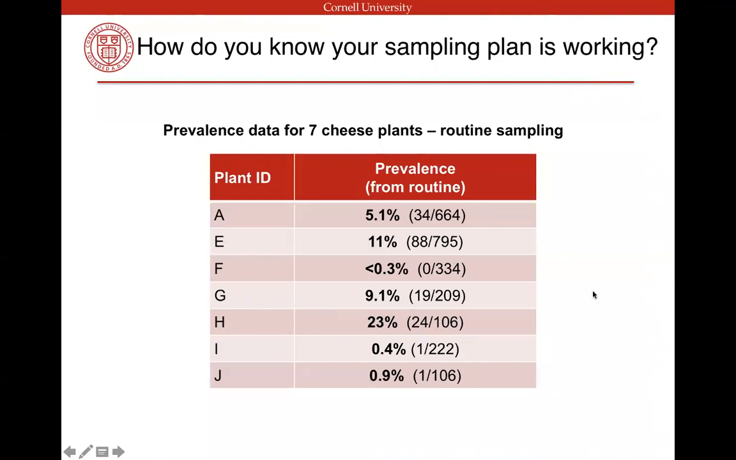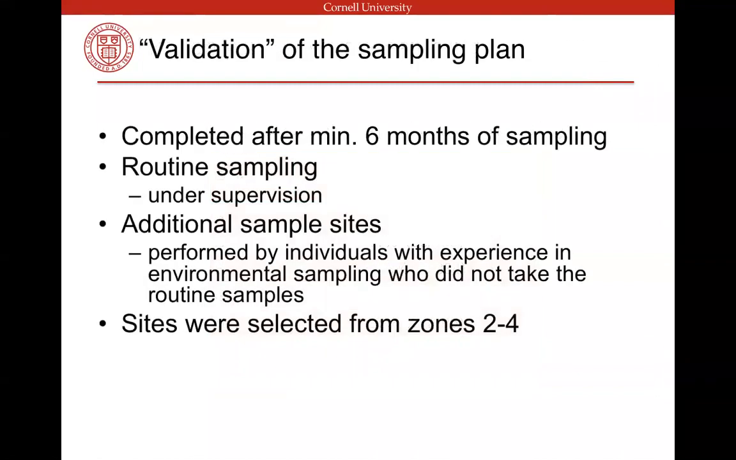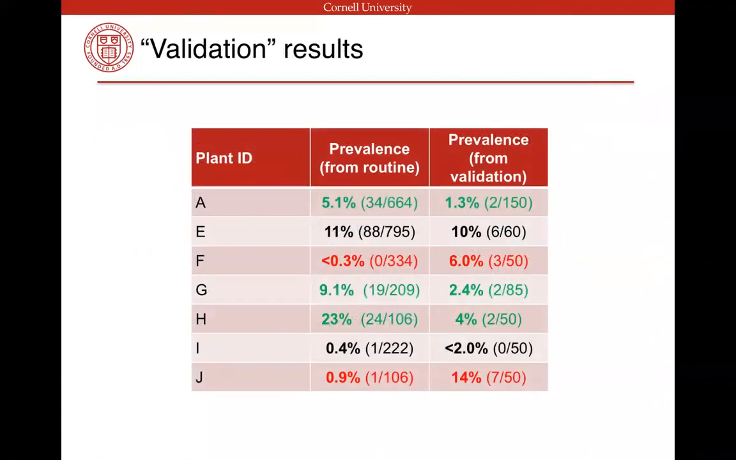But all of this testing was done by the food facility themselves. And when we sent in outside experts to pick sampling sites and to actually do the sampling, sites from zones 2 and 4 over 6 months, we actually found out that the prevalence was quite different from what they were finding in the routine. So facility F, out of 334 samples, they didn't find anything when they were doing the testing, but when our outside experts came in, they found 6% prevalence. Same with J, there was also a huge jump. So this is a great way to validate whether or not your routine sampling is looking in the right places and is actually doing the swabbing correctly.